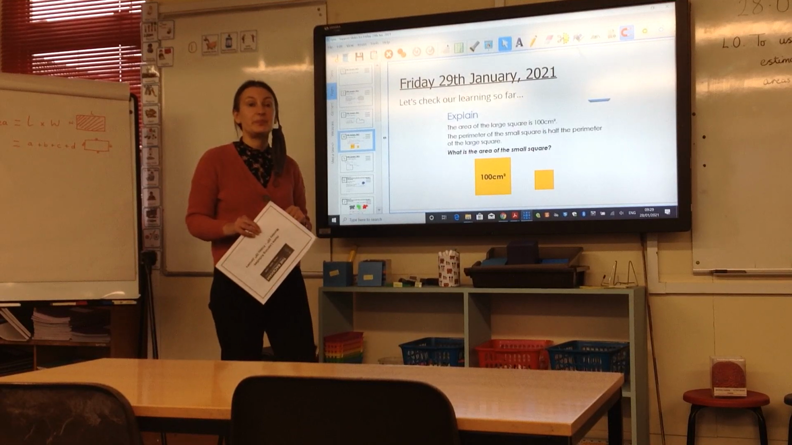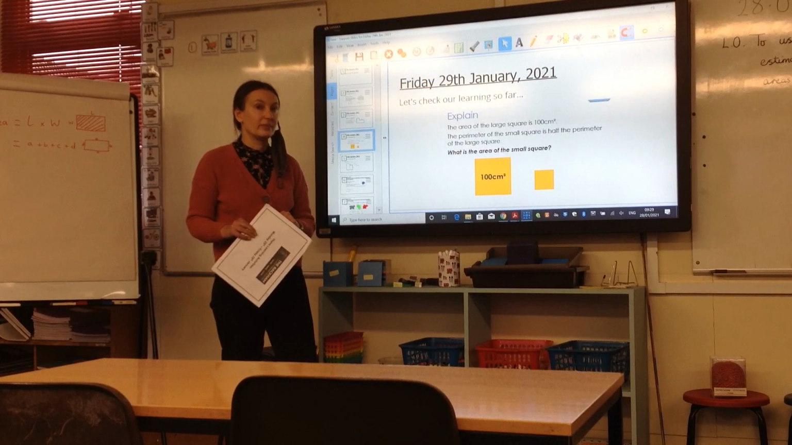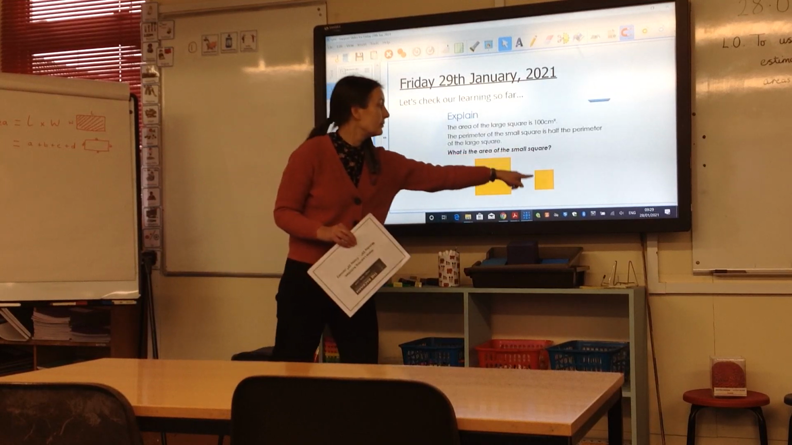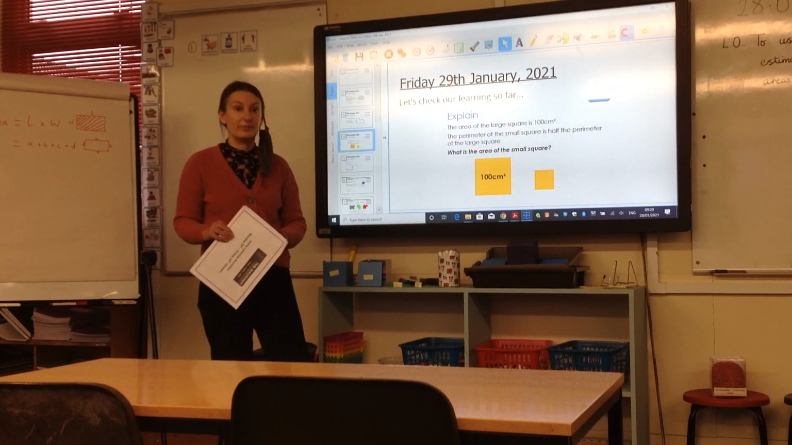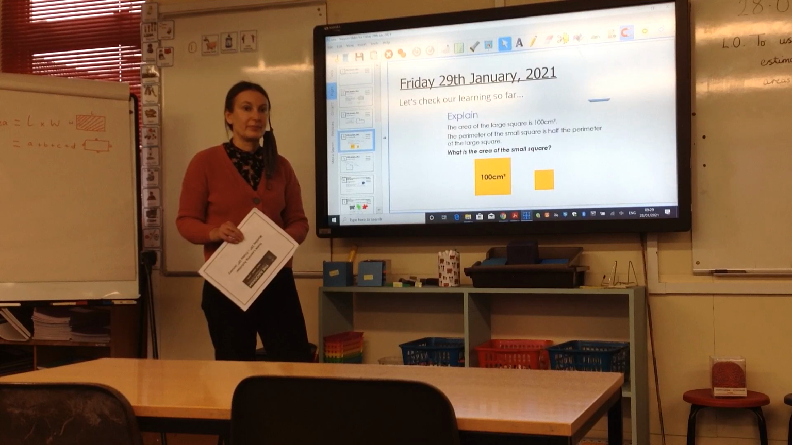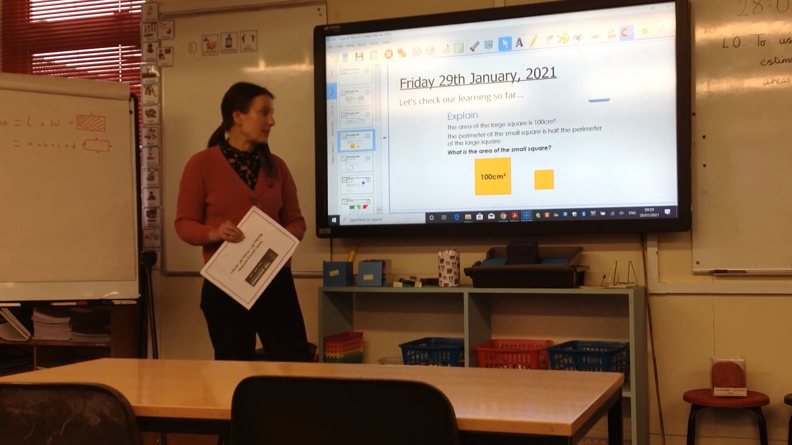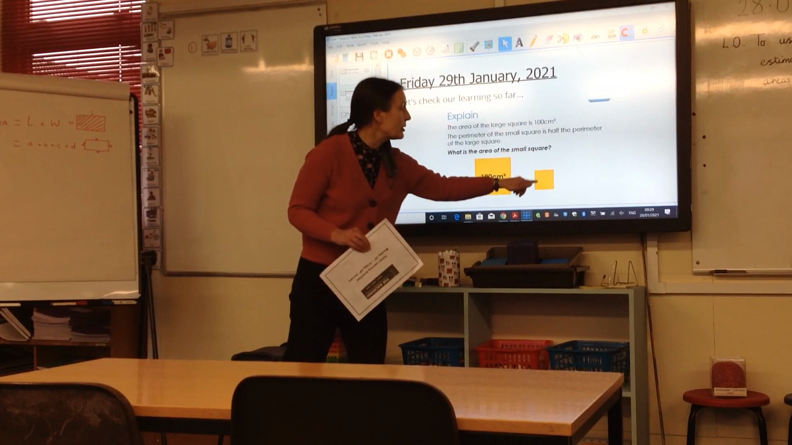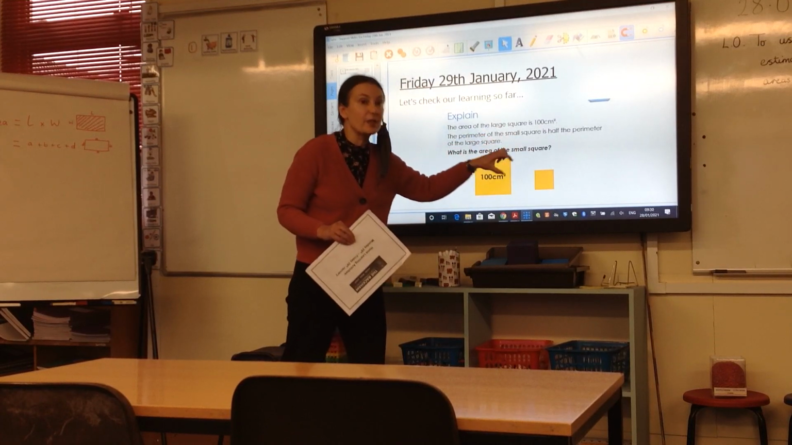Yeah, so you know that the perimeter for the big square is 40. So you half that, which is 20, and that's the perimeter of the small one. So divide 20 by 4 equals 5. So the perimeter of the small square would be 5 centimetres all around, and then you just do 5 centimetres times 5 centimetres, which equals 25 centimetres squared. Well explained. So remember the total perimeter was 20, but each side was 5.